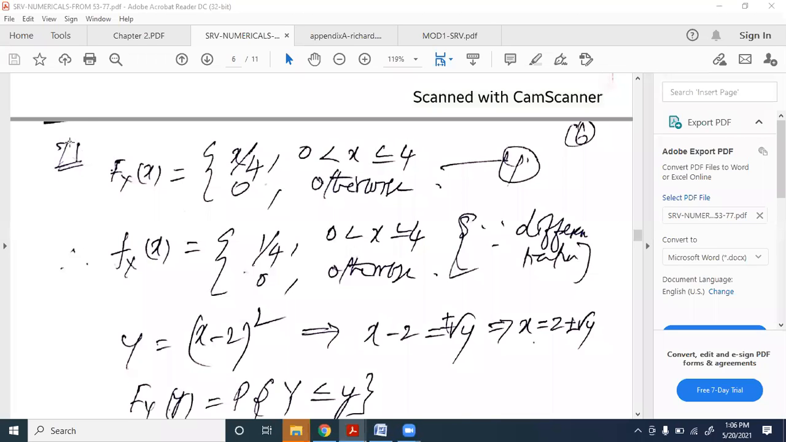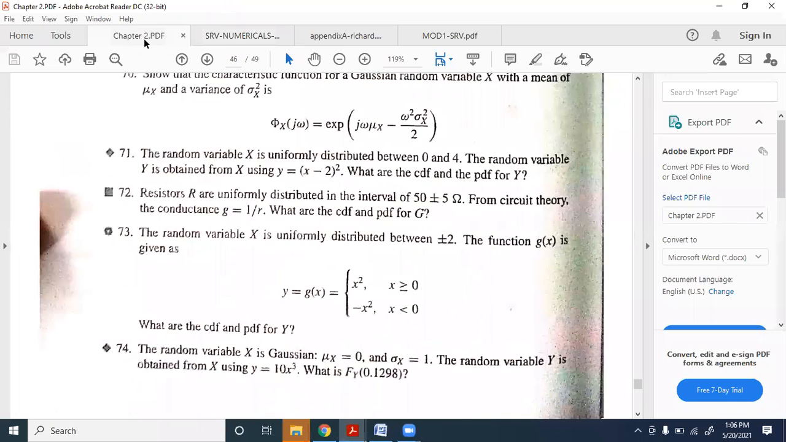So this is problem number 71. The random variable x is uniformly distributed between 0 and 4. The random variable y is obtained from x using y is equal to (x minus 2) squared. What are the CDF and PDF for y? So we need to find the CDF and the PDF for y.